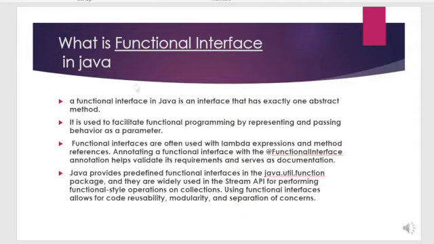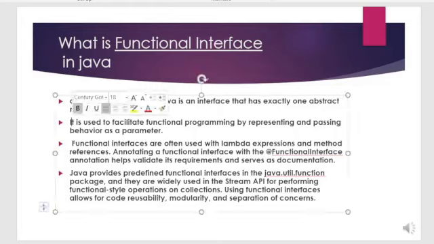What is a functional interface in Java? Basically, a functional interface is one of the main concepts in Java and was introduced in Java 8. It is the most asked interview question, and we'll go with the theory: a functional interface is a Java interface that has exactly one method. It is used to facilitate functional programming by representing and passing behavior as a parameter.